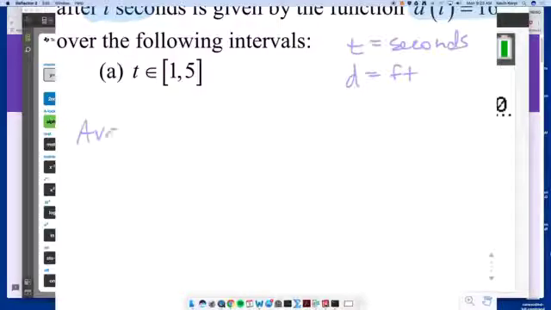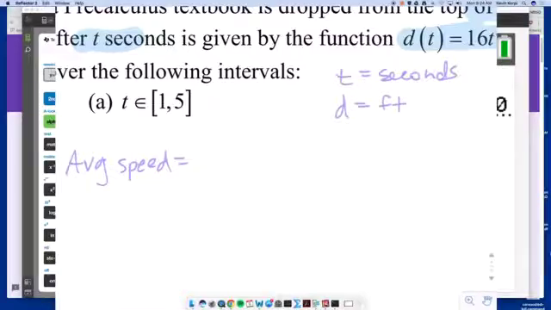So now we're going to write the average speed instead of just rate of change. Average speed: our function is d, so it's going to be d of 5 minus d of 1, all over 5 minus 1. So that's its displacement, its final position minus its initial position, all over the change in time.